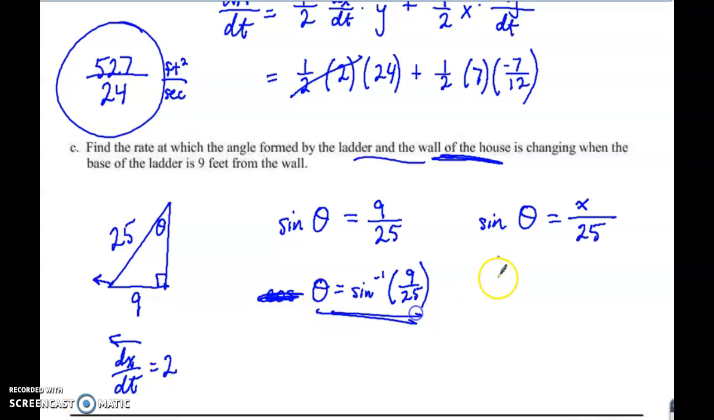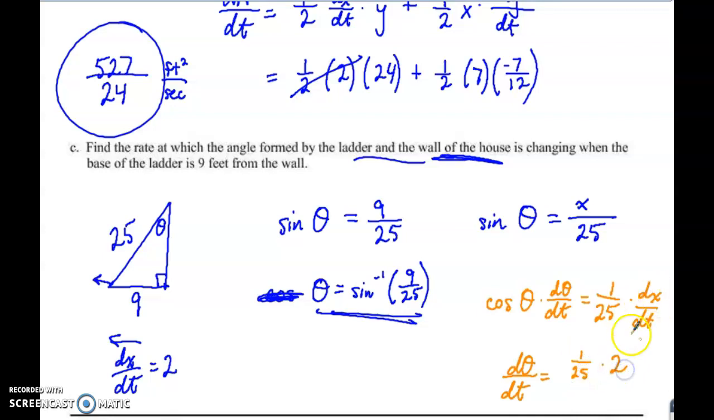So what's going to happen is when I then ask you for the derivative of sine, that is cosine of theta times d theta dt, is equal to the derivative of this, which is 1/25 times dx dt. Well, I'm going to solve for d theta dt, and that's where I'm going to plug in 1/25 times 2, because that's what dx dt is. Remember we wrote that down earlier. Divided by, to get cosine over, you have to divide it. Well, what is cosine of theta? Well, theta is equal to this piece.